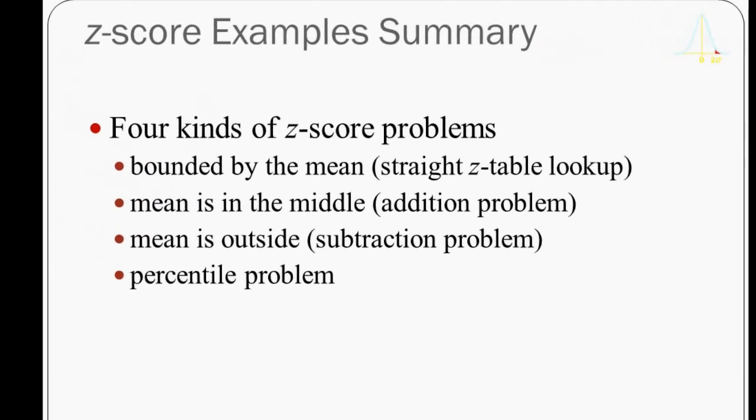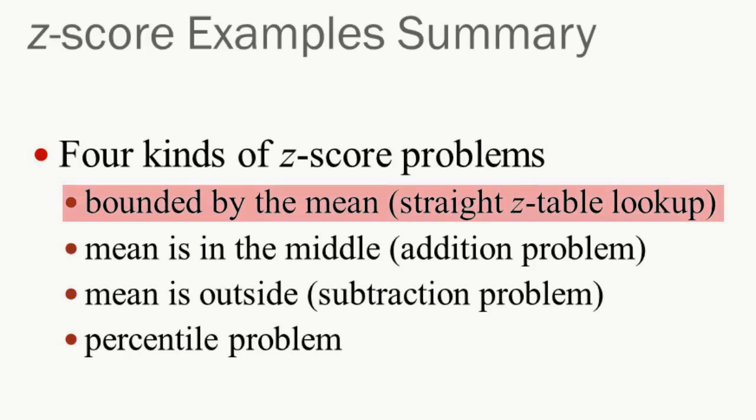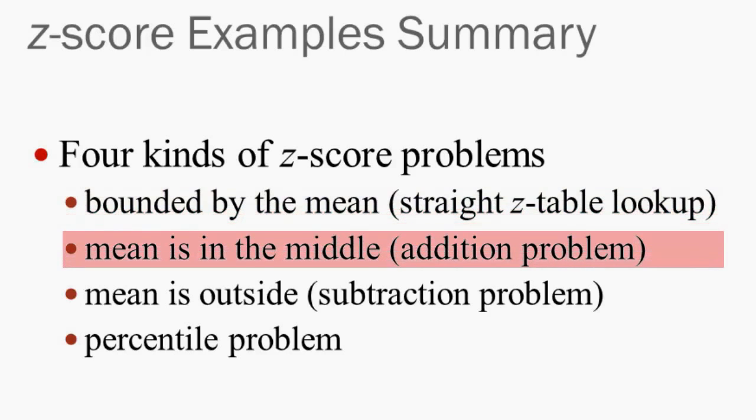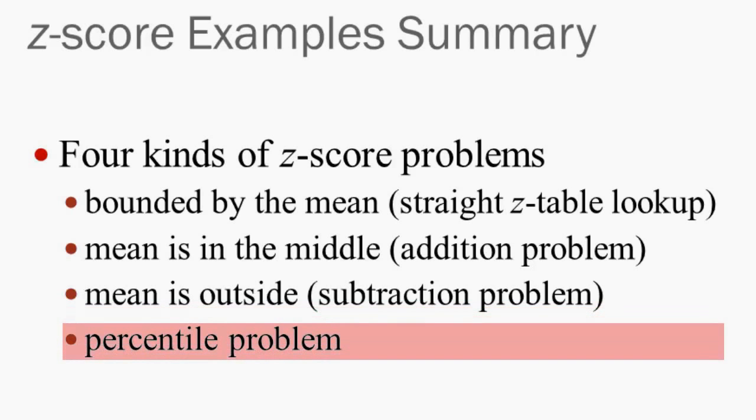Let's start working some of these problems. We're going to do four different kinds of problems. Problem number one is a class of problems that I call bounded by the mean, and that's a straight z-table lookup. So you're going to need the z-table in the back of the book. Problem number two is an example where the mean is in the middle of an area that we're interested in. This is an addition problem. Problem number three, the mean is going to be outside of the area that we're interested in, and that's a subtraction problem. And then the fourth kind of problem is solving for a percentile.